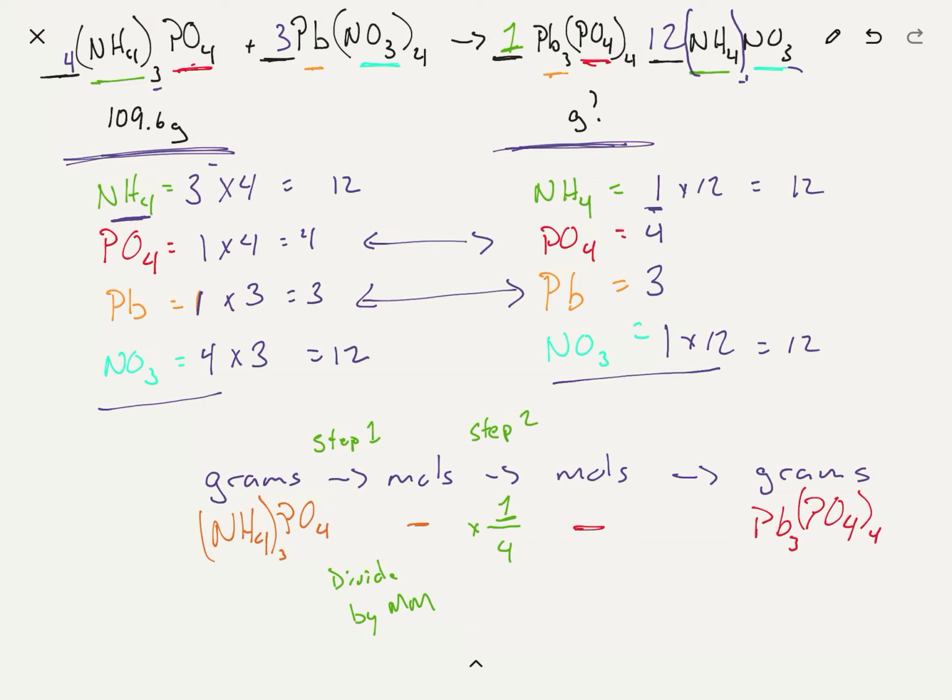And then our final step is to multiply. So step 3 is multiply by the molar mass of this, and this of course is the molar mass of that. So we're going to do that on the next page. So (NH4)3PO4.